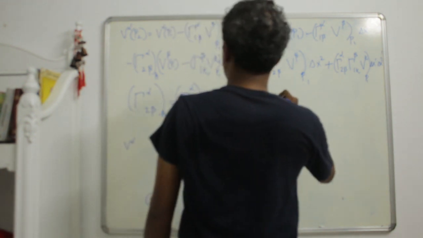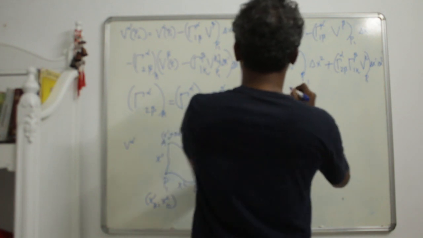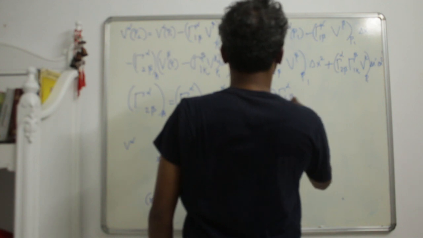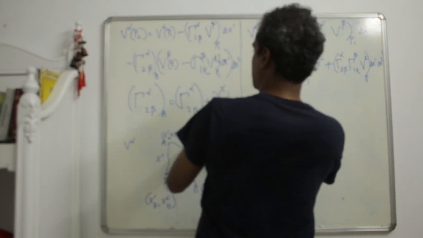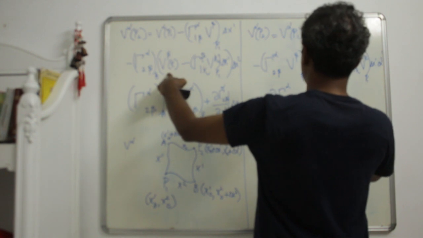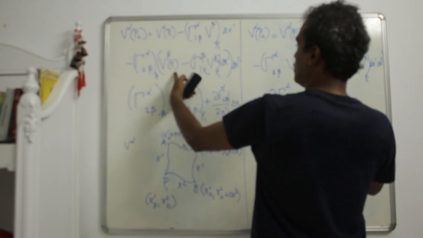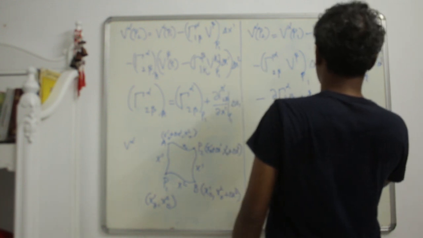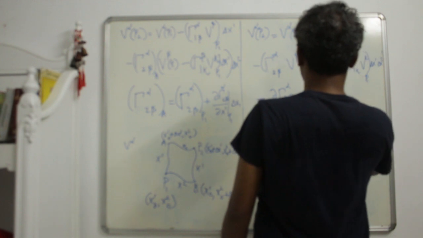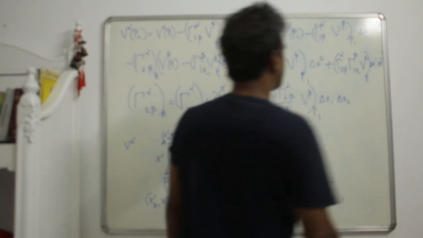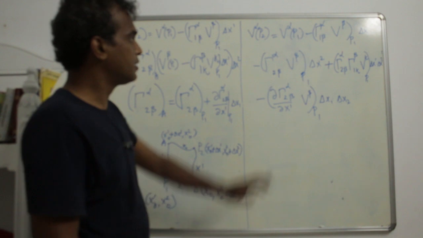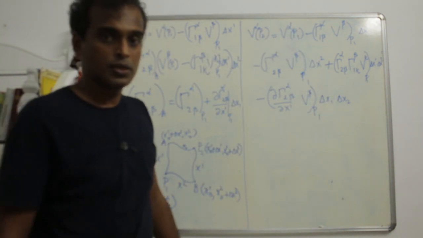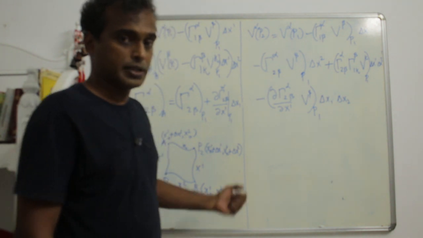minus the derivative of gamma alpha 2 beta by del x1 evaluated at P1 times V beta evaluated at P1, the whole multiplied by delta x1 delta x2. So all of this is evaluated at P1. So now we have obtained V alpha at P2 completely in terms of various factors whose values are evaluated at the point P1.